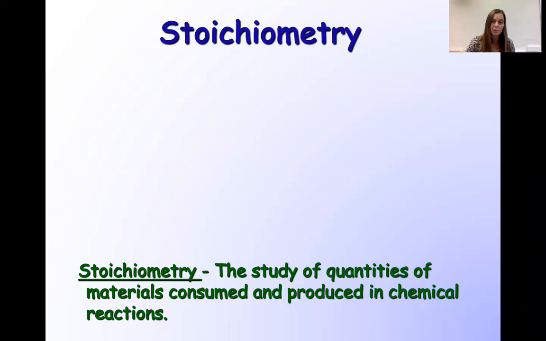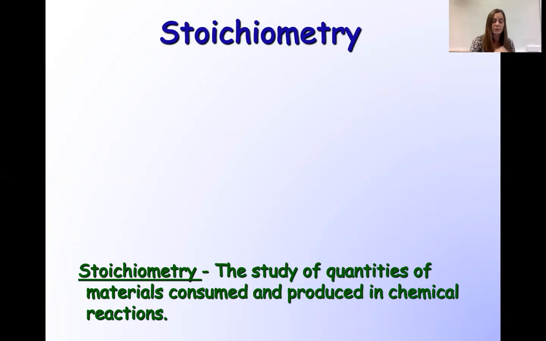And we're still building towards that project of making the best fireworks. So you guys said at the outset that we need to know the ratio of the chemicals in order to make the best fireworks. And so what stoichiometry is going to allow us to do is to determine those ratios and to figure out how much of each of the chemicals we need to get the best reaction. So let's jump right in.